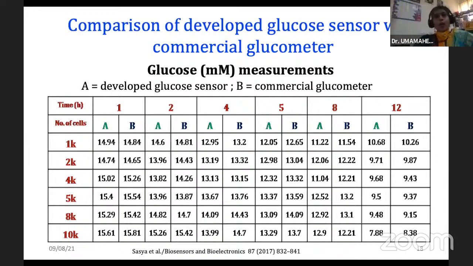Now, there can also be a question as to, okay, you say that your glucose sensor is measuring glucose utilization. How does this compare with the commercial glucometer? Because that also uses glucose oxidase and it is also rapid. So we compared our glucose sensor with the commercial glucometer. And the numbers here, A stands for our glucose sensor, which we have made with the carbon interfaces, and B is the commercial glucometer. And you could see there is a very good agreement in the values between these two.